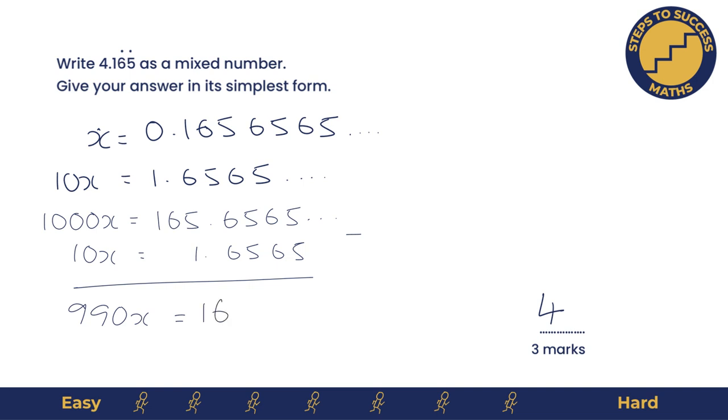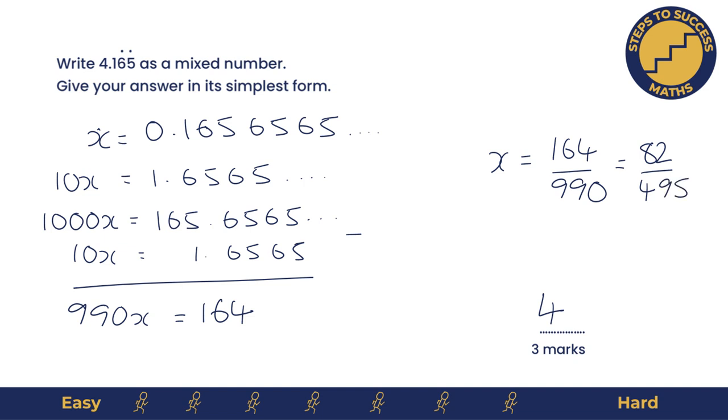So that's 164. x is equal to 164 over 990, and I can see I could divide that by 2, so that'd be 82 over 495. And don't forget the 4 for the whole number part. 4 and 82 over 495.